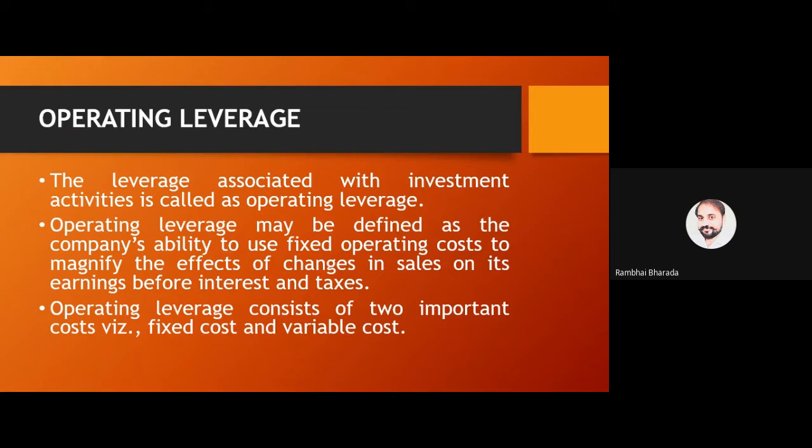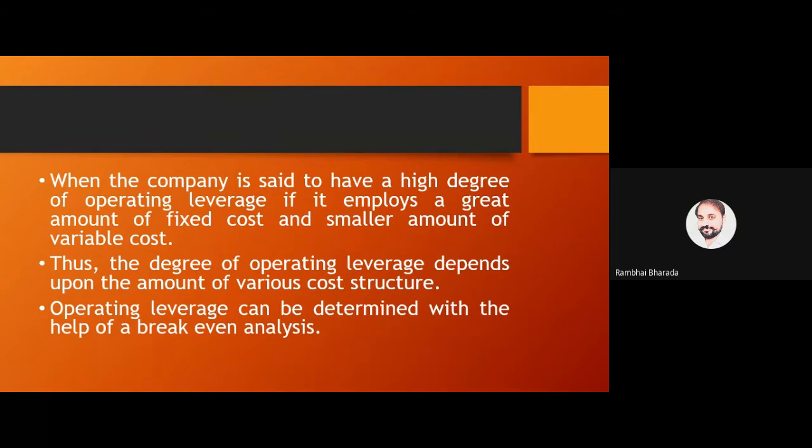So operating leverage is the ability of a firm to use a fixed operating cost to magnify the effect of change in the sales and its change in EBIT. So operating leverage represents the relation between company sales and company EBIT. This slide we have done.